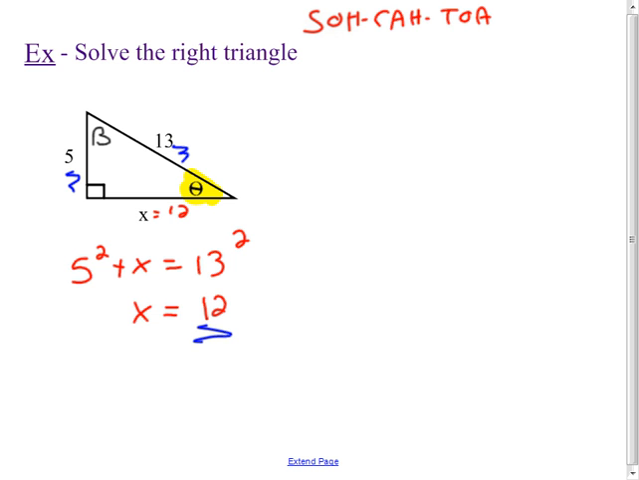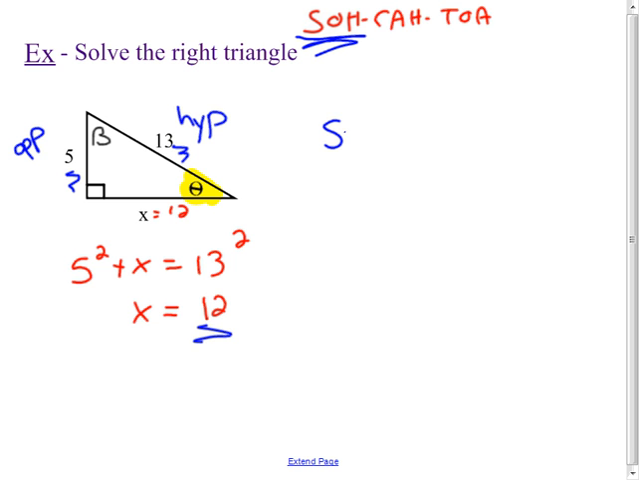So according to this angle, 5 is what side? Opposite, it's not touching. And 13, of course, is a hypotenuse because it's opposite your right angle. So I have opposite and hypotenuse. So now I have to think about what uses opposite and hypotenuse.